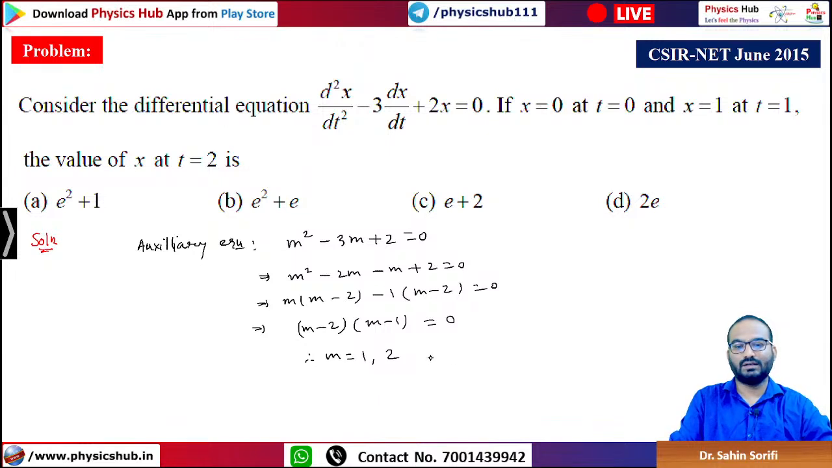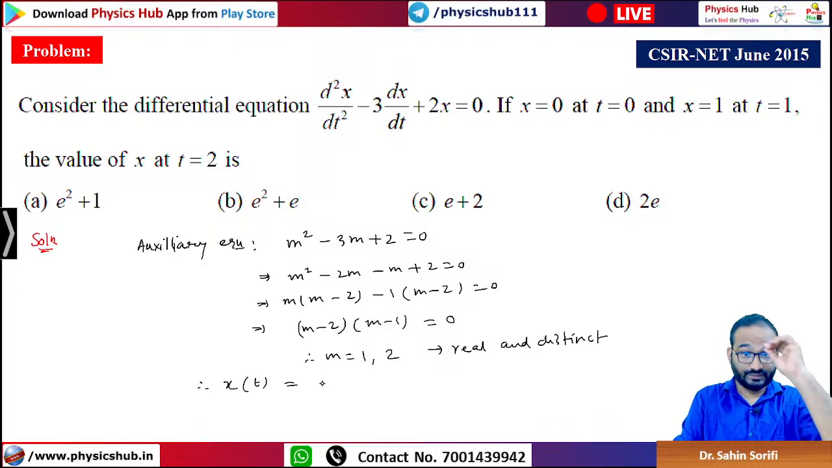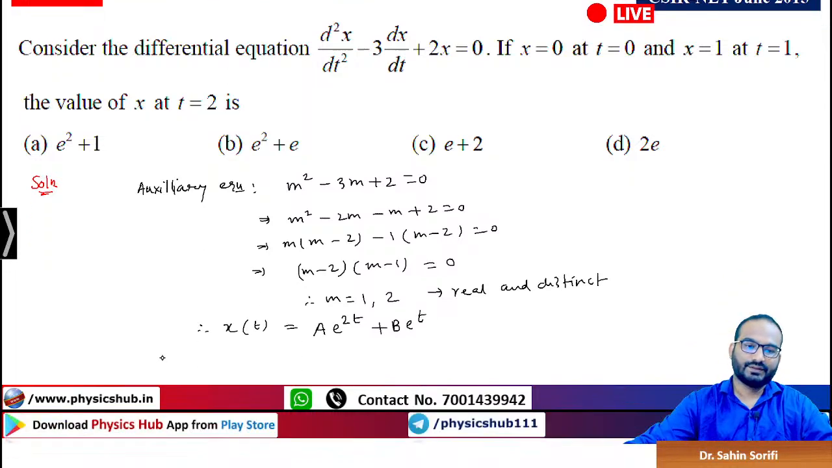So these are real and distinct, the first case, and hence we can write the solution here. x is the solution, t is the independent variable, x of t. So let's write it in the form of a, b. You can write a e to the power m1 t, so you can take any as m1, any as m2, a e to the power 2t plus b e to the power t. Okay.